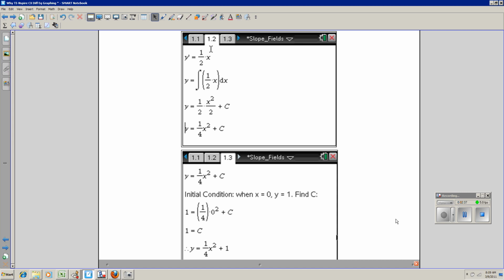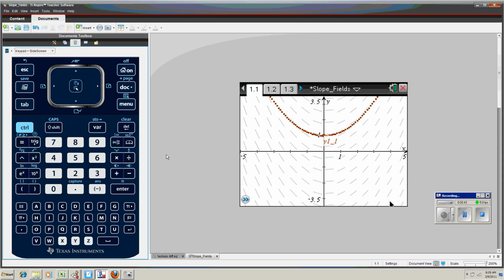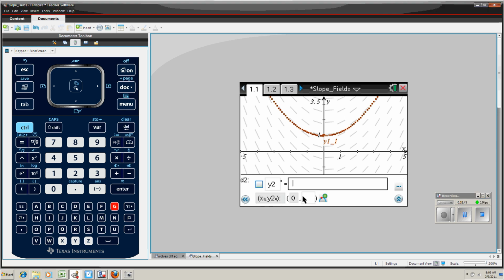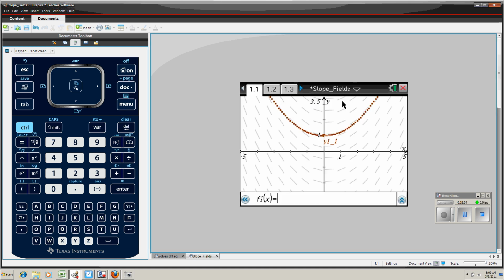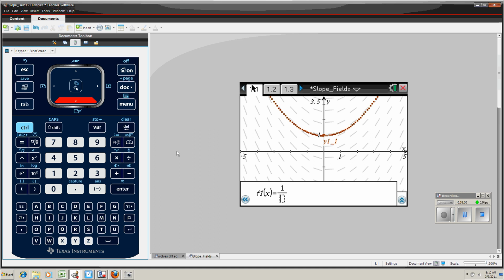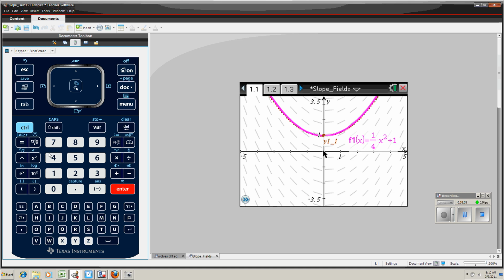Let's go back to the graph and see if that is the same as we got graphically using the differential equation grapher. Right here I'm going to go back and I want to change the type of graph now to function, and I'll graph y equals 1 fourth x squared plus the 1. And when I graph this, you can see in pink that it traces out the same graph I had before, just in a different color. So I feel pretty comfortable with that.